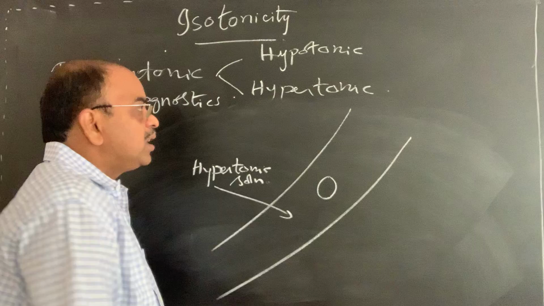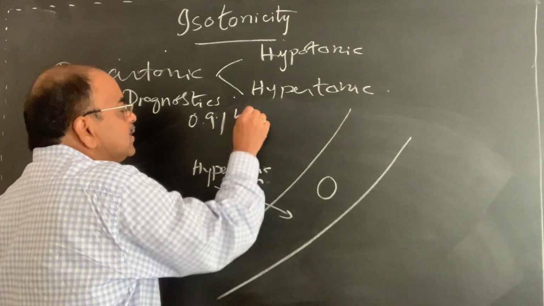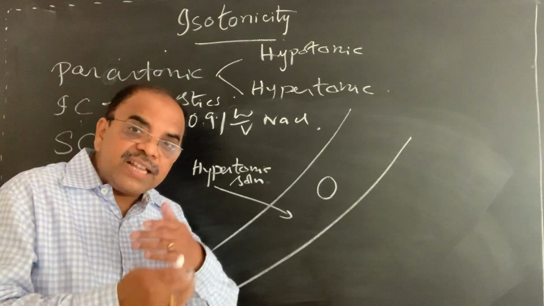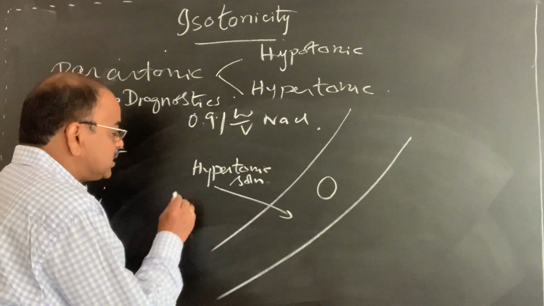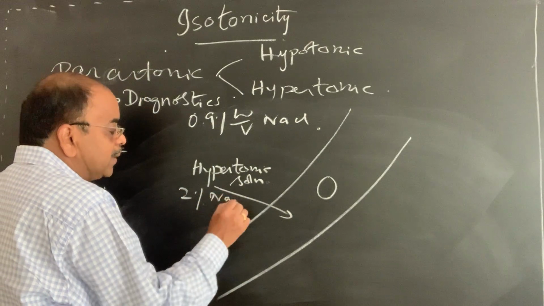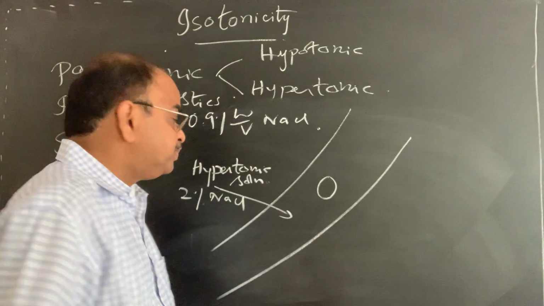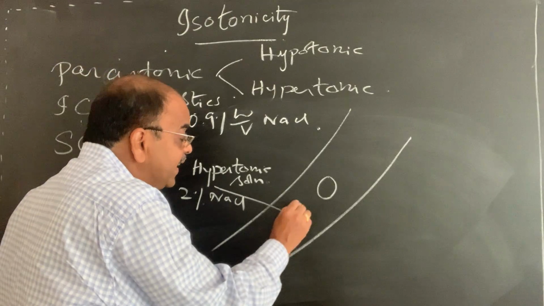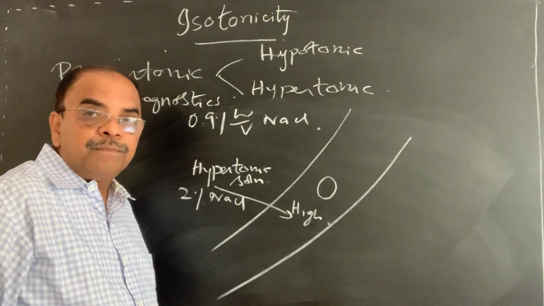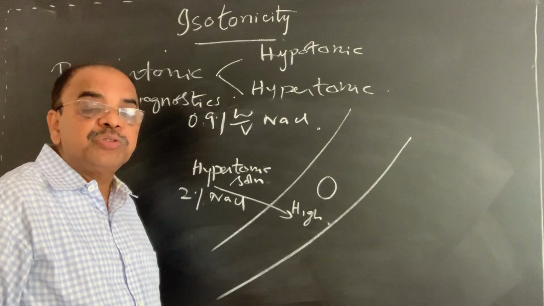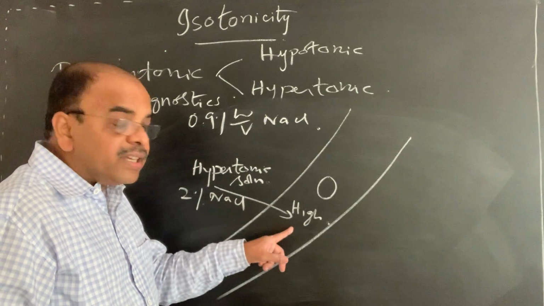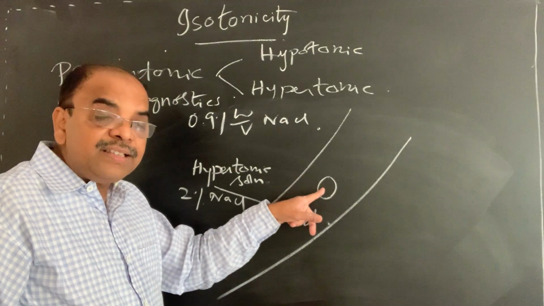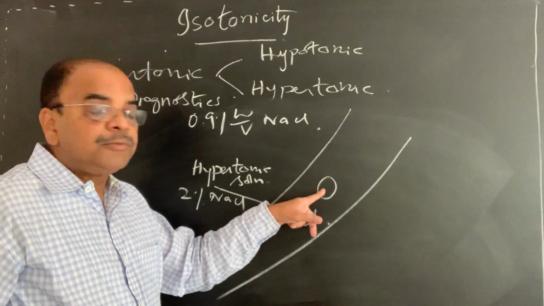Now, they are injecting the hypertonic solution. 0.9% is isotonic. Less than 0.9, hypotonic. More than 0.9, hypertonic. What will happen? Suppose you inject some 2% sodium chloride solution. What will happen? You see, the concentration of the plasma components is increasing because of the injection of the high concentration of sodium chloride, which is hypertonic. The concentration of the components in the plasma is increasing, whereas inside the RBC, no change. No change at all. Okay?